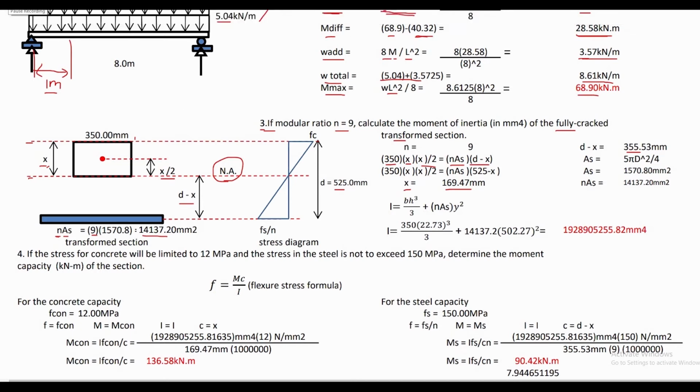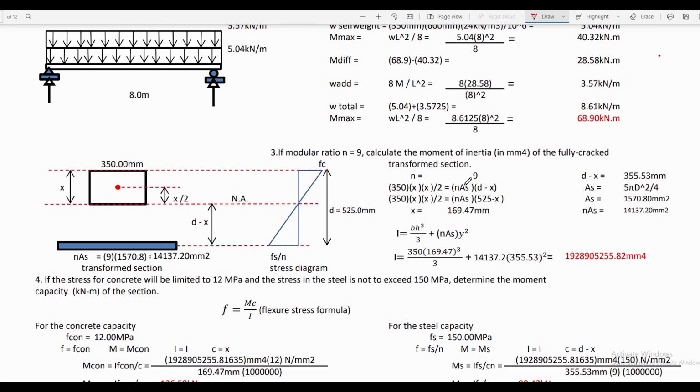After solving for the value of x, we will now calculate the moment of inertia in millimeter raised to 4 of the fully cracked transformed section. Since this is a fictitious area, we have to apply the transfer formula for moment of inertia, that is equal to area multiplied by distance squared. And for the rectangular area above the neutral axis, we will just apply the formula for moment of inertia of a rectangular section about its base.